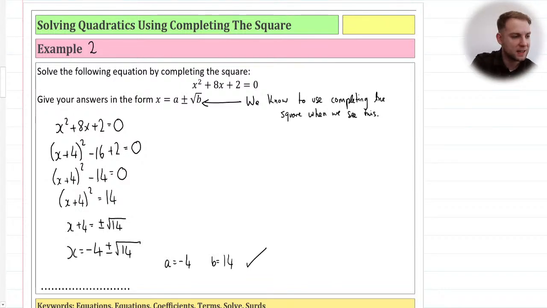So I'll just give you a second to get that down. You can see we're using both techniques now. We're basically taking our complete the square method and pushing it forward, okay? Give you a second to get that down.